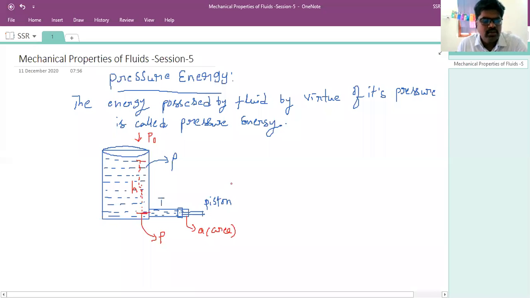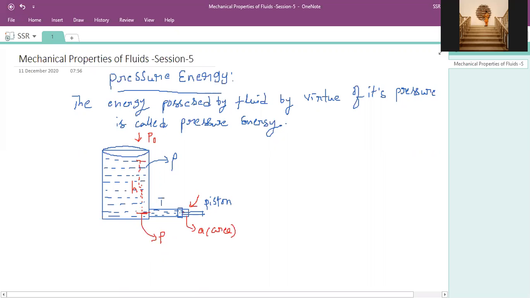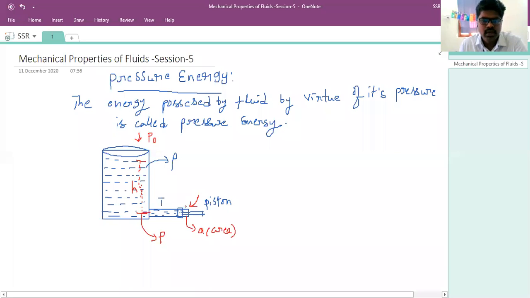So after this, are you clear? Now this side also atmospheric pressure you can expect. If the piston is open, this side also atmospheric pressure will exert. So both sides atmospheric pressure will exert whenever this tap or this piston is open. Okay, right. After this, are you clear?